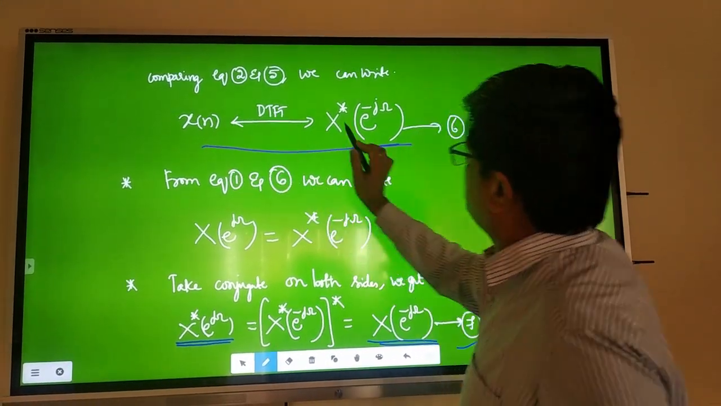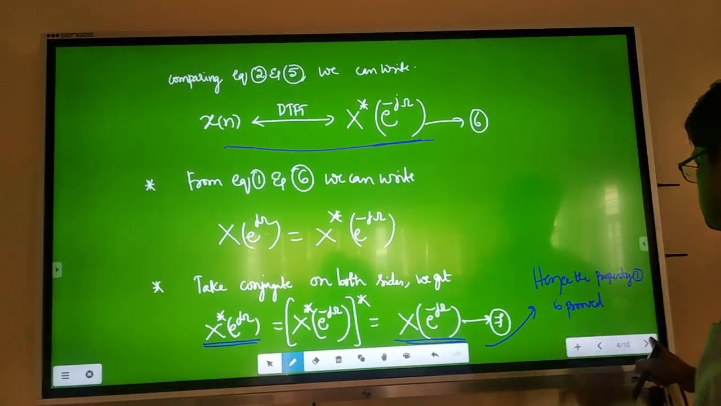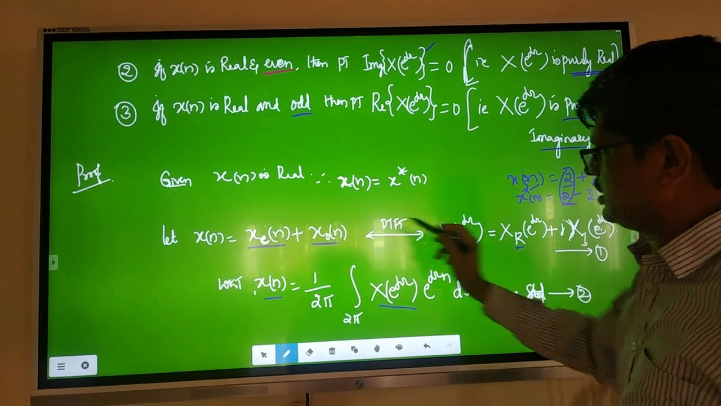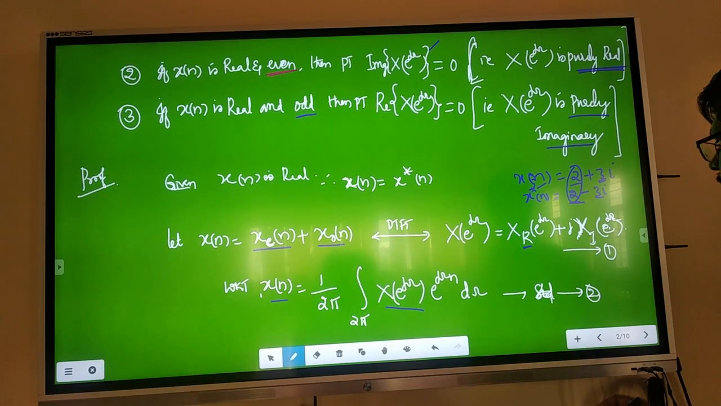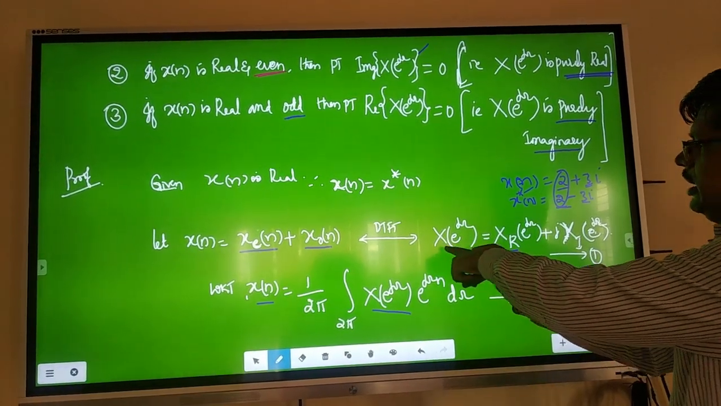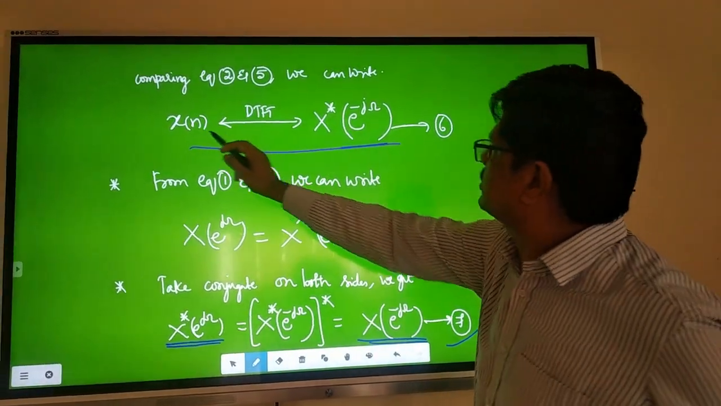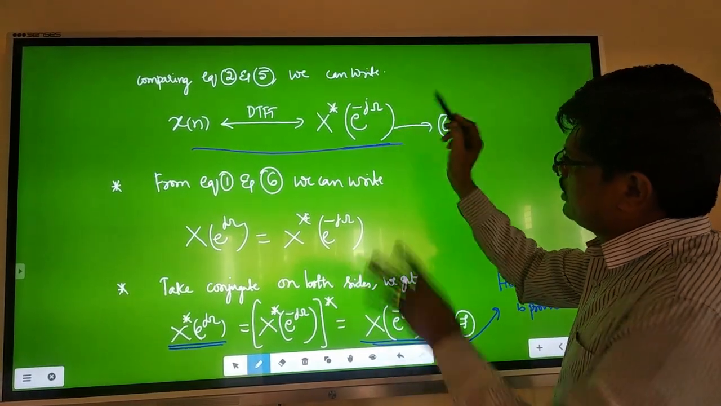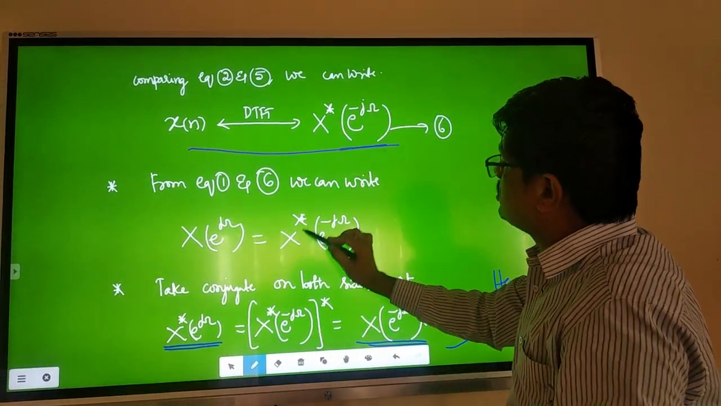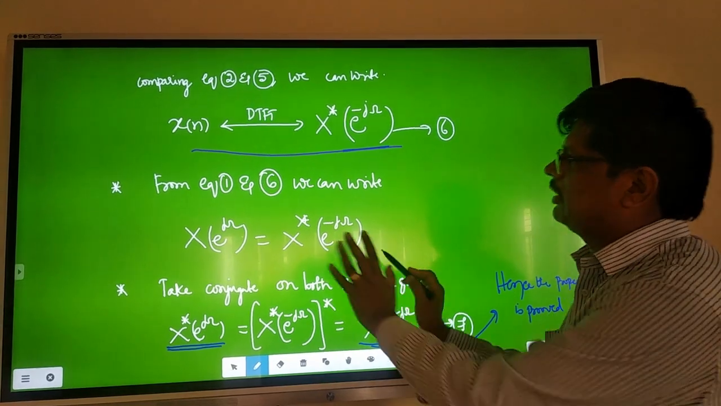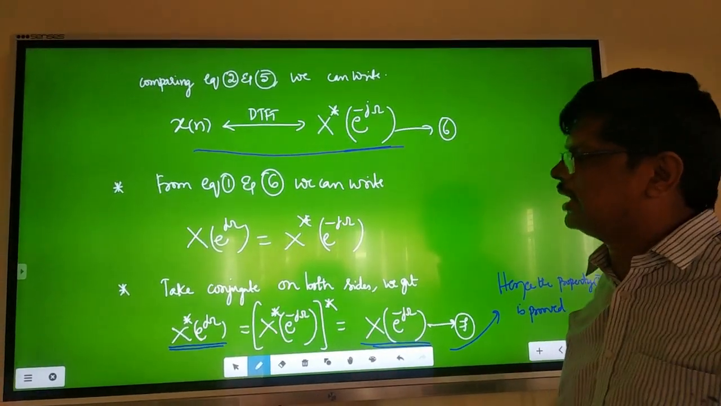The RHS: the DTFT of x of n is x star of e power minus j omega. Compare this with the RHS of equation 1, where the DTFT of x of n is x of e power j omega. Here the RHS is x star of e power minus j omega. Comparing the RHS of 1 and 6, therefore we can write x of e power j omega as x star of e power minus j omega. Very, very important. Compare the RHS of both 1 and 6 because the LHS is x of n in both cases.